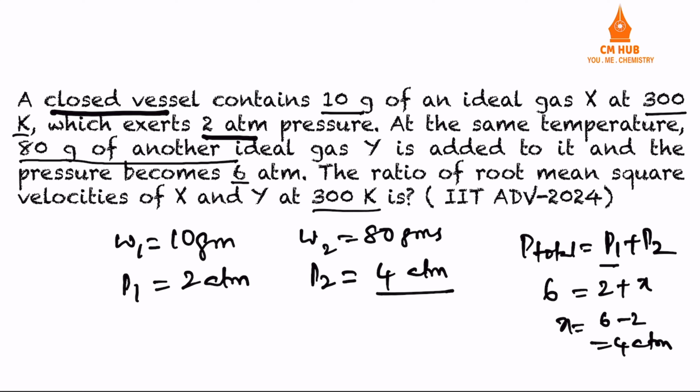So generally students make a mistake. They take P2 as 6 atmospheres. It is not 6 atmospheres. It is only 4 atmospheres. So now I know W1, I know P1, I know W2, I know P2. But he is not asking any relationship between pressure and weight or pressure and volume or pressure and temperature. He is asking us the ratio of the RMS velocities.